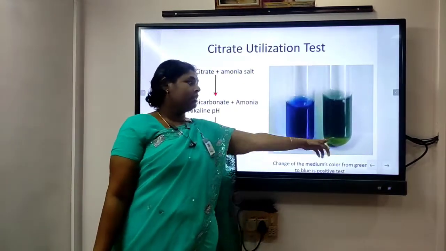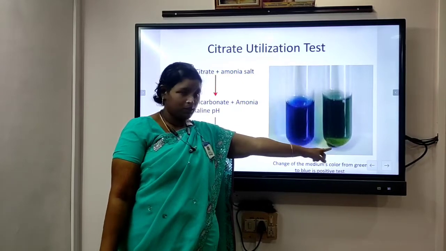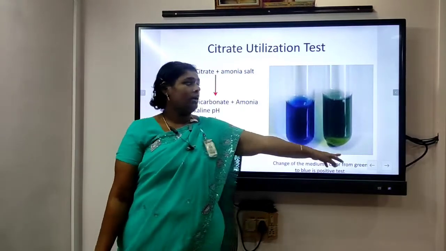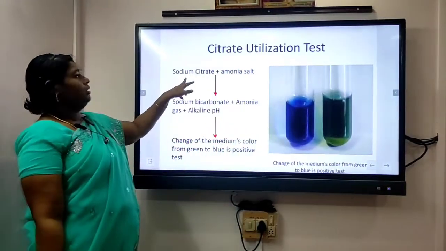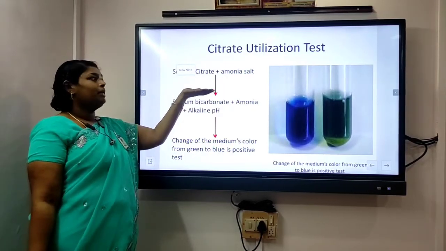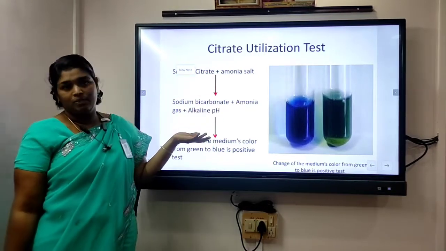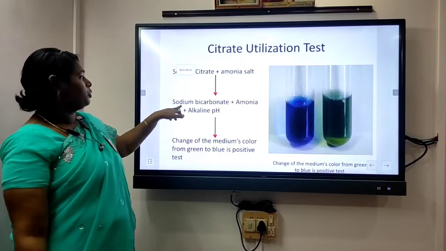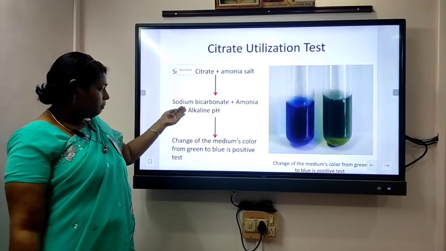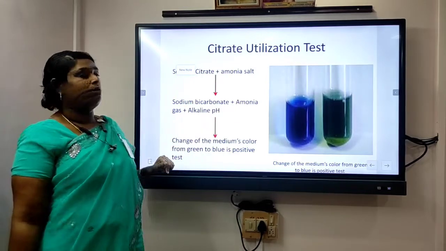Okay, so initially the medium will be green in color. After the utilization of sodium citrate, this green color will be turned into blue. So this is the positive reaction and this is the negative reaction. So see, the sodium citrate plus ammonium salt will be present in the initial medium. Okay, so when the medium has been utilized by the bacterium with the help of the enzyme citratase, it converts the medium into sodium bicarbonate plus ammonia with the liberation of alkaline pH. So this pH changes the medium from green to blue. So this is the positive reaction.